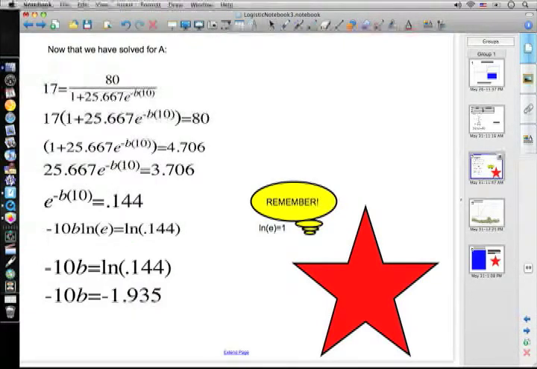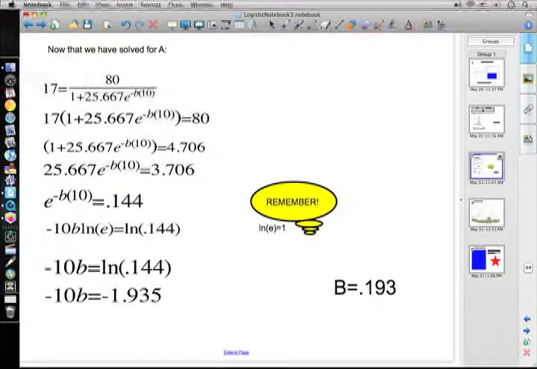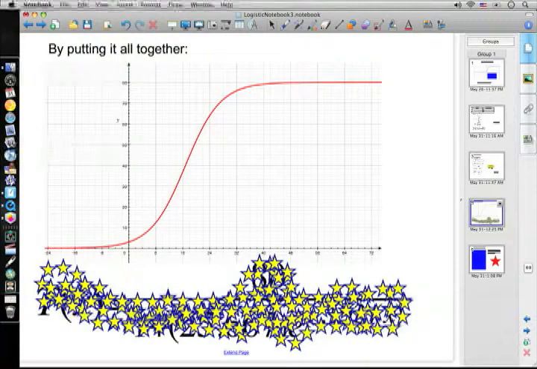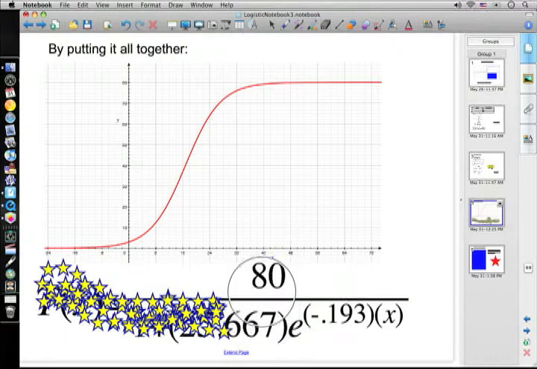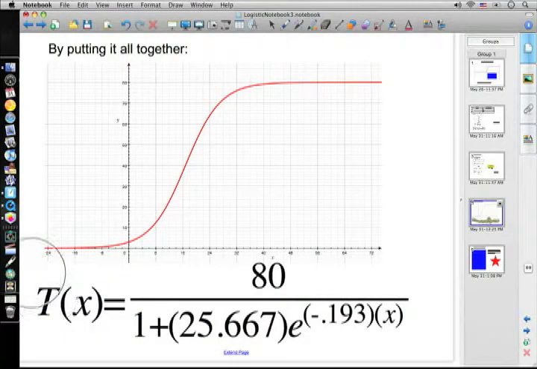Then divide by 10 to find b. b is equal to 0.193. Now we can put it all together into the equation T of x equals 80 divided by 1 plus 25.667e to the negative 0.193x.